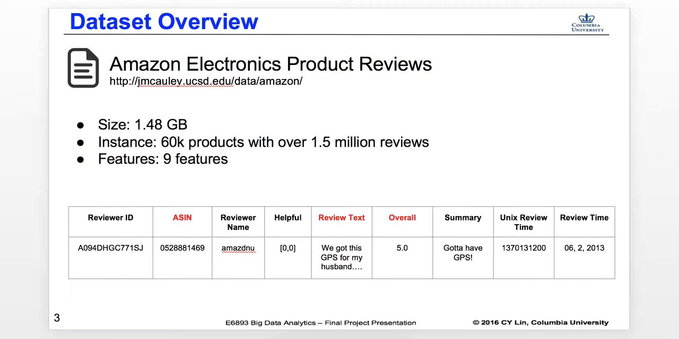So, we're building the system using the Amazon Electronics dataset, which is about 1.5 GB. It contains 60,000 products with over 1.5 million reviews. It has features like the product ID, review text, and the rating score.